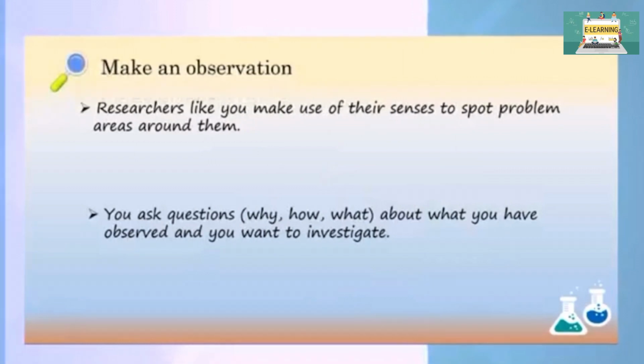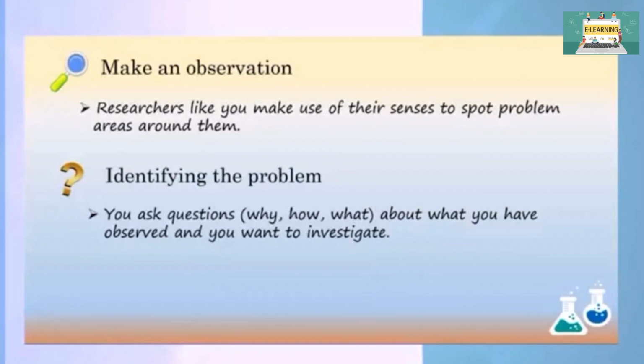In making an observation, researchers like you make use of their senses to spot problem areas around them. In identifying the problem, you ask questions. Why, how, what, about what you have observed and you want to investigate.